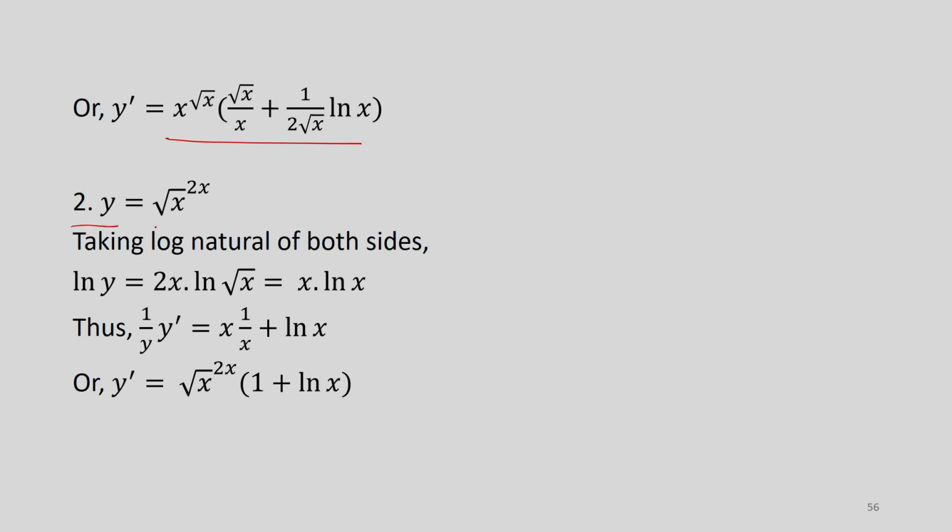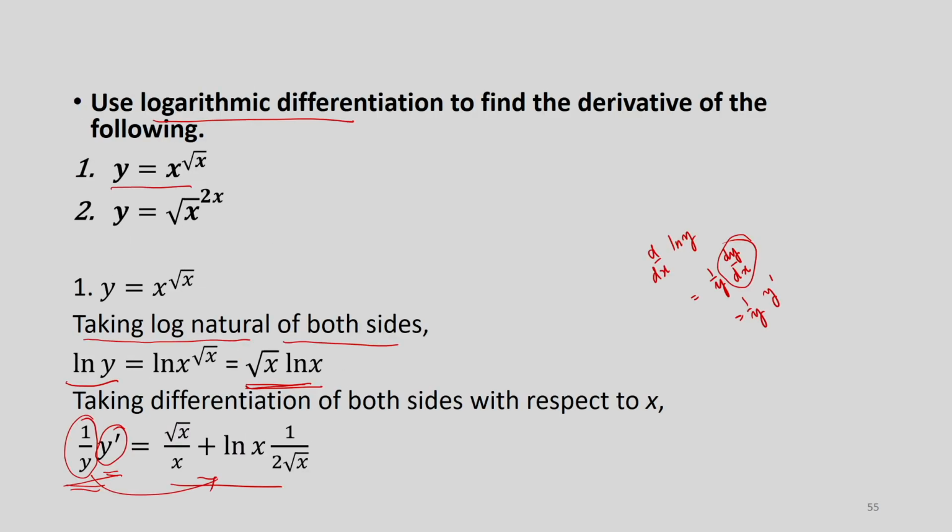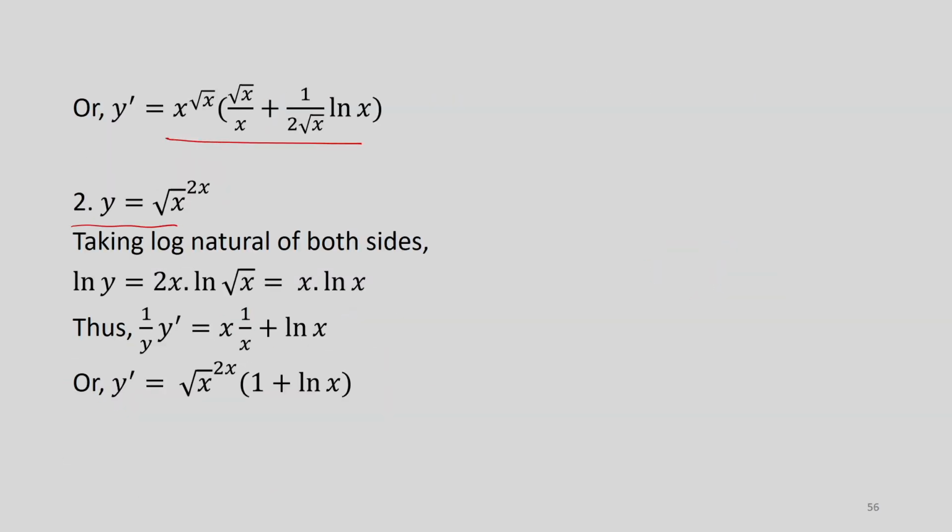The second part is a different problem. You have root over x to the power 2x, whereas earlier you had x to the power root x. However, this can be easily found out like before. I take the log of y on the left hand side. On the right hand side I again take the log, and I get 2x multiplied by log of root x, and this is simplified as x log of x, because this 2 is there and here x to the power half is there. So 2 multiplied by half gives me 1, therefore I get x multiplied by log of x.